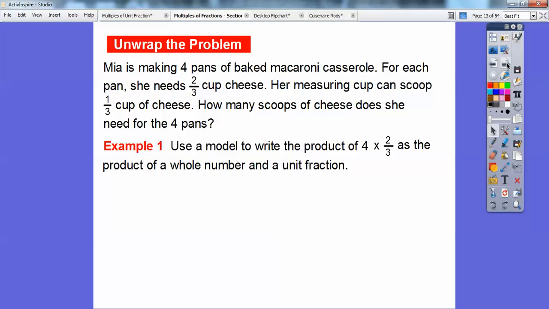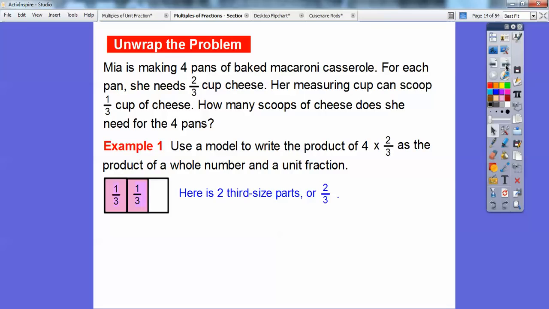Okay, so what we're going to do is use a model to write the product of, since we have 4 pans and each of them has 2/3 of a cup. See how that's not a unit fraction anymore? So it's going to be 4 times 2/3, the product of a whole number and a non-unit fraction. So we're going to get to our knowledge of unit fractions in here.